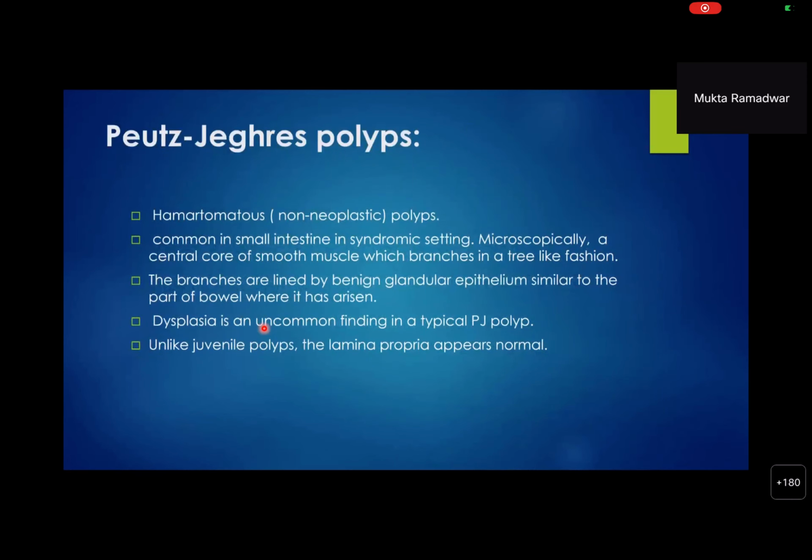They are hamartomatous. What does that mean? They are indeed epithelial polyps, but they are non-neoplastic, not like adenoma. Adenoma is a neoplastic lesion, right? These are common in the small intestine in a syndromic setting. Microscopically, there is a central core of smooth muscle which branches in a tree-like fashion, lined by benign glandular epithelium similar to the part of bowel where it has arisen. It's not that you never get dysplasia in a PJ polyp. You do get it, but it is uncommon. And the lamina propria also appears normal in Peutz-Jeghers polyps.